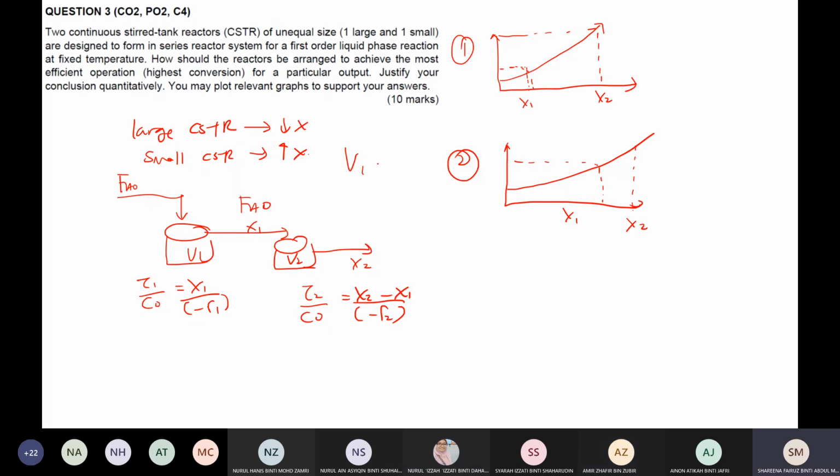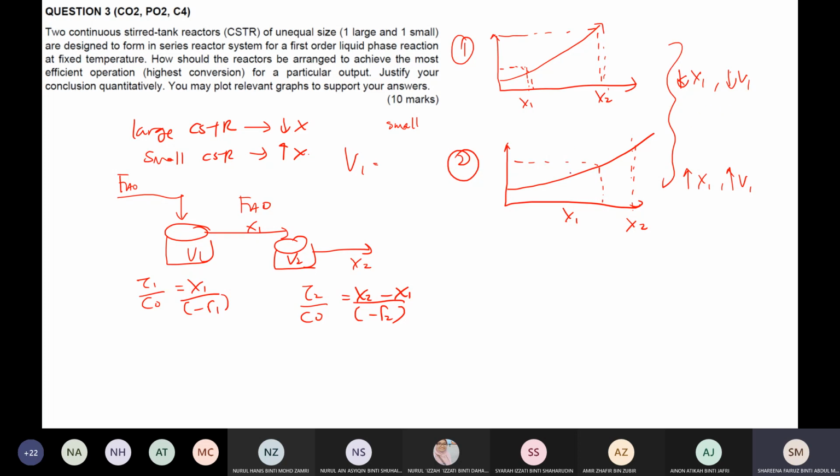Kalau kita tengok, kalau volume number 1, okay, dia akan jadi small CSTR, okay, katakan this one, kalau you tengok, kalau dekat X1 lagi kecil, V dekat 1 akan small. Okay, kalau kat sini pula X1 tinggi, V1 akan tinggi. Okay, tapi at the end sebenarnya dia akan reach X2 yang sama. Okay, so X2 dia selalunya takkan berubah lah.